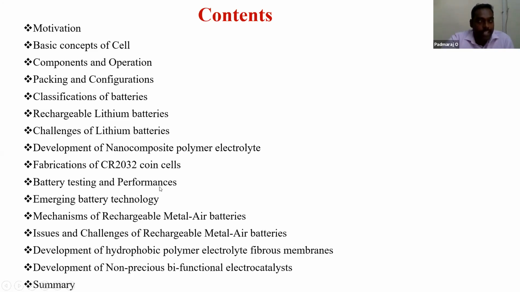After fabrication, we should know the parameters, that means the specifications of battery testing and performance. Then emerging battery technology, which is the most important thing. We know that various types of rechargeable batteries are available in the market now, but just 2 years, just 5 years back, that was not so. Now the emerging battery technology has been increasing the interest to develop metal air batteries. What are the issues and challenges existing in metal air batteries? That is a new emerging battery technology.